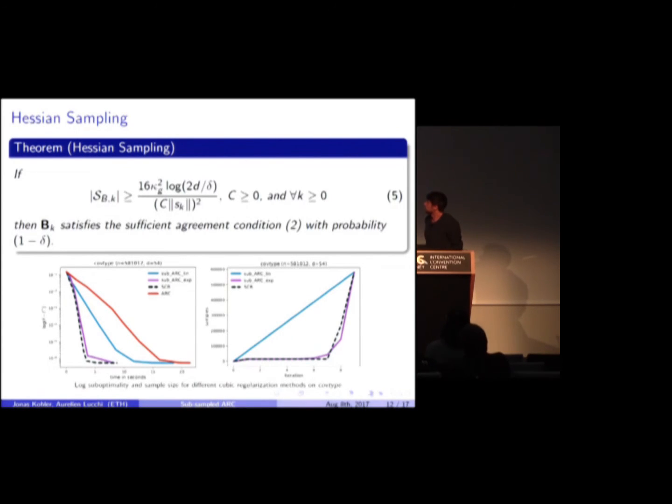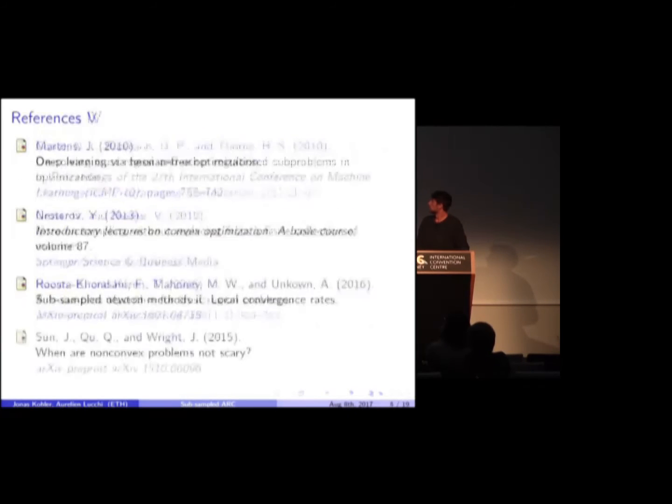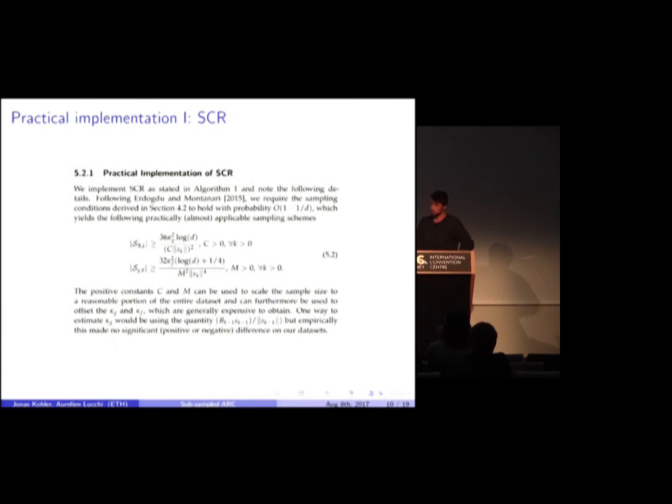So you know d. Delta, that's a probability that you want to have. Actually, I think I have this in the backup slides. We say it should hold with probability 1 minus 1 over d. So that's the practical implementation. And if you don't have the Lipschitz constant of the gradient, you can just use some constant actually. And the big drawback with this method is that you don't know S_k before you actually sample.